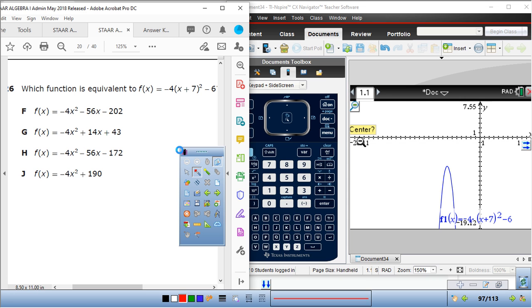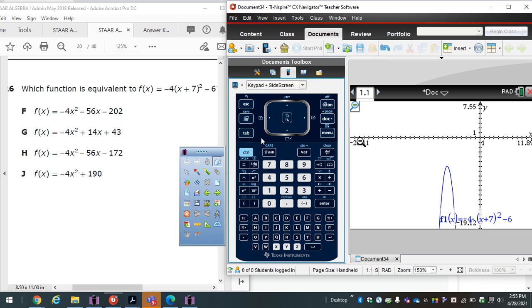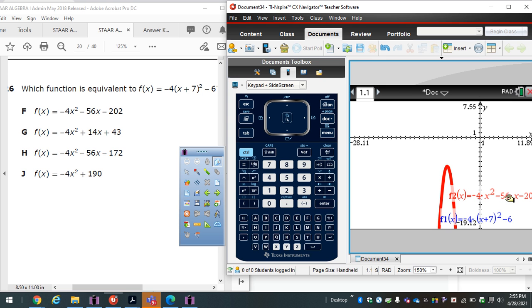That's it, graph each one. The tab is the one that you want to go to. Tab. Graph this one real quick. Negative 4x squared minus 56x minus 202. Wait, they're exactly the same thing.